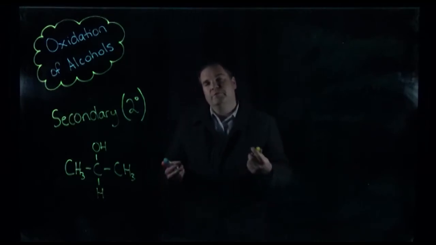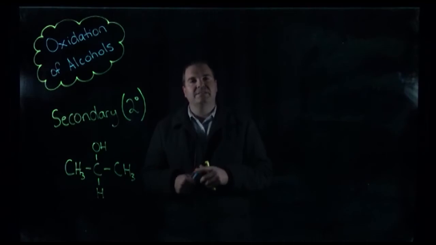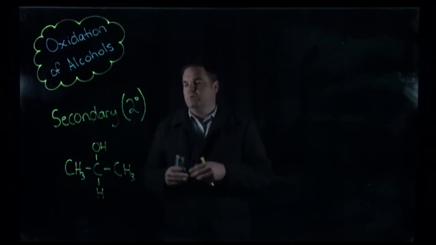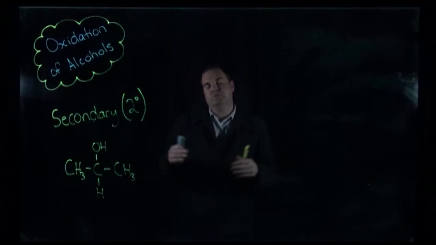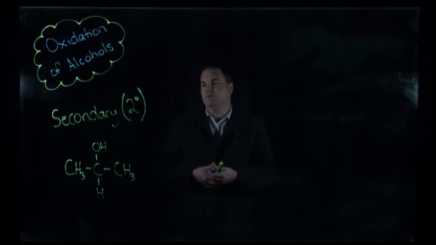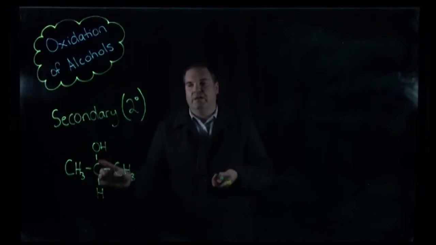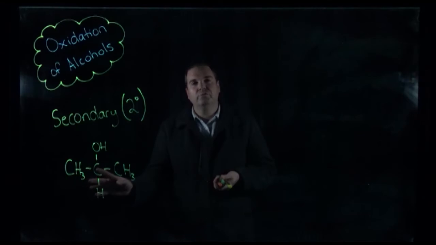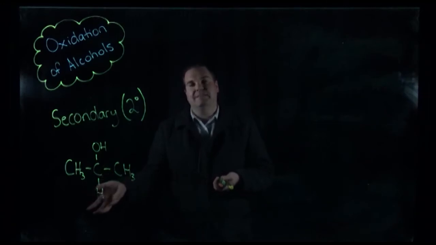Okay, so when we're talking about secondary alcohols and the oxidation that they undergo, it's a little bit different to the primary alcohols. In your primary alcohols, your OH group, your hydroxyl group, is at the end of the chain, so it's a little bit easier to get to and to react with. Here, with the secondary alcohol, your OH group is in the middle of the chain. Now this is propan-2-ol, 3 carbon atoms. The second carbon atom has a hydroxyl group, so propan-2-ol is an alcohol, and it's a secondary one.